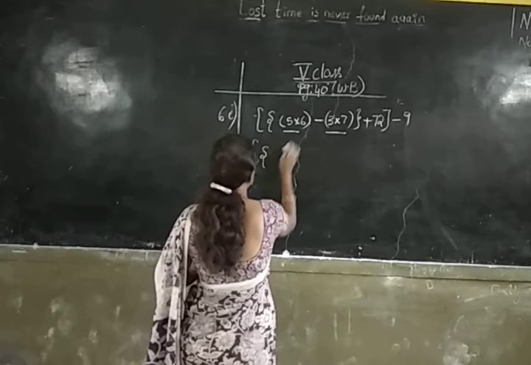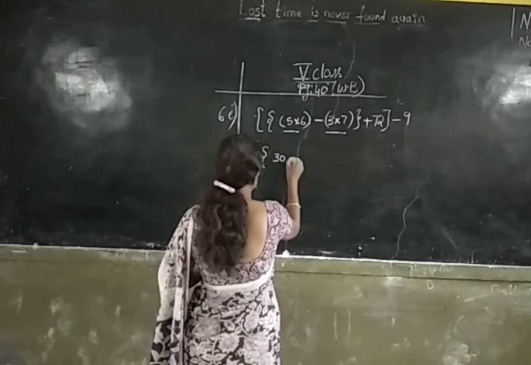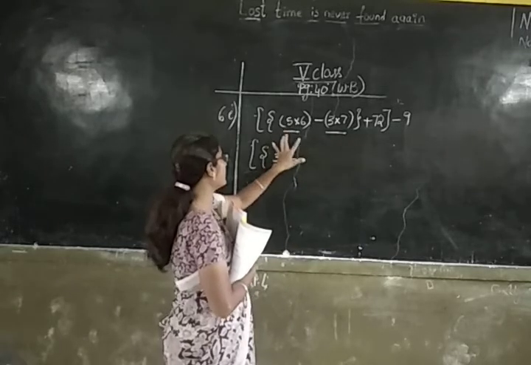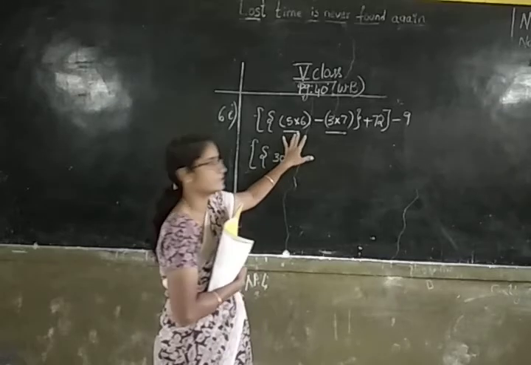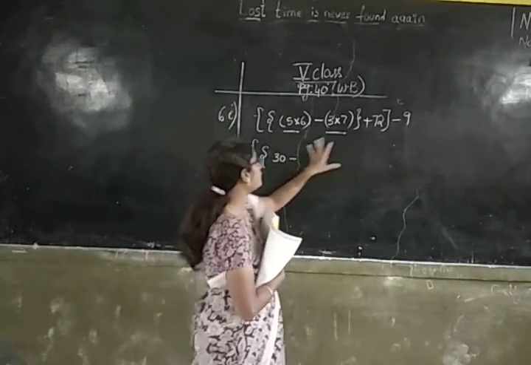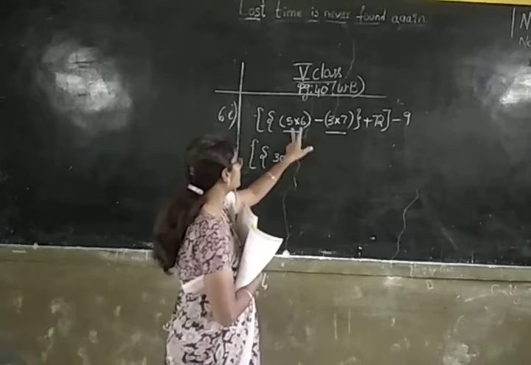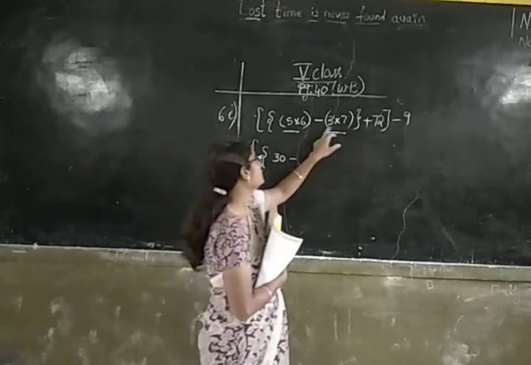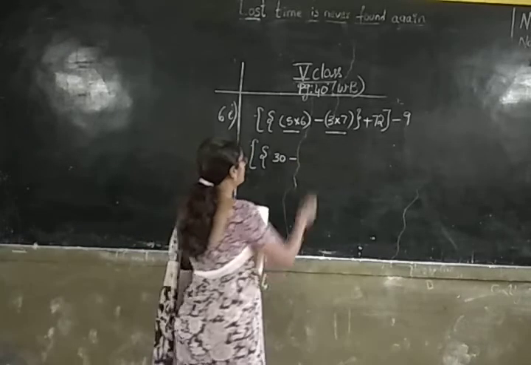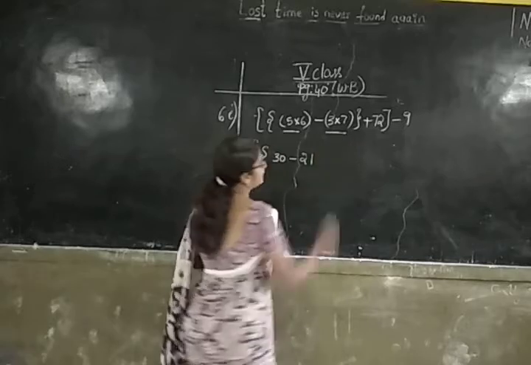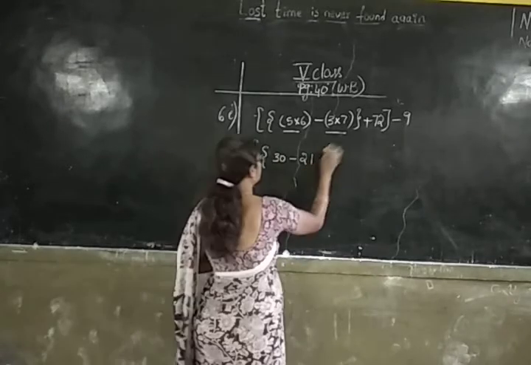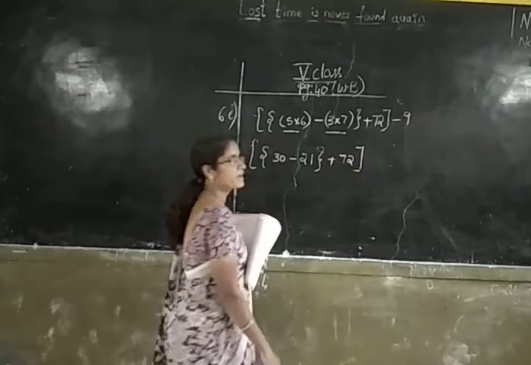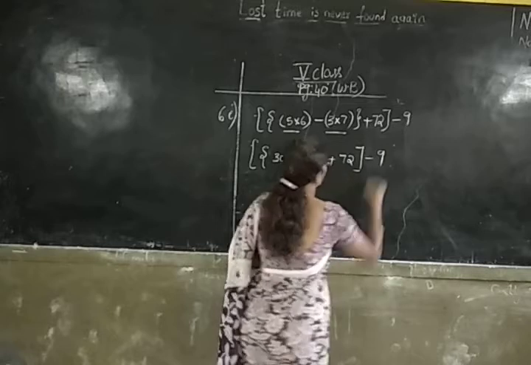5 sixes are how much? 5 sixes are 30, minus. Here there are two round brackets. First I solved the first round bracket: 5 into 6 is given in the round bracket, so 5 sixes are 30. Now let us solve the second round bracket. The symbol between these two brackets is minus, so I have placed minus here. 3 sevens are how much? 3 sevens are 21. So the next round bracket is also solved. Next we place the curly bracket, plus 72. Then we place the square bracket, and at the last minus 9.